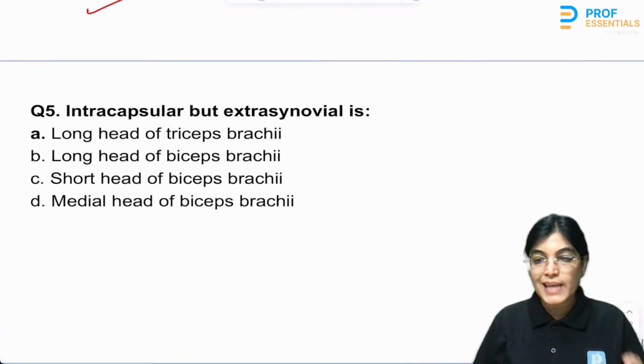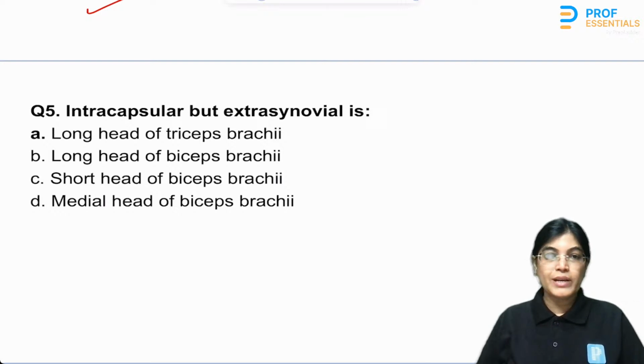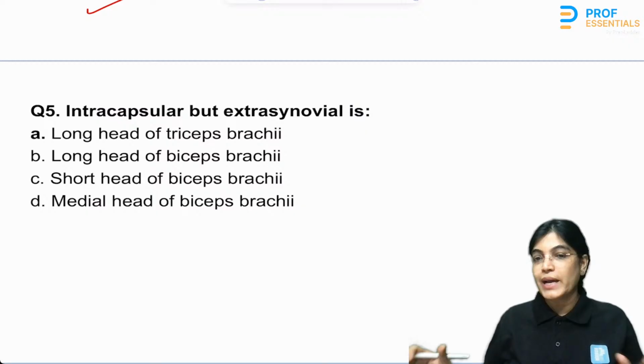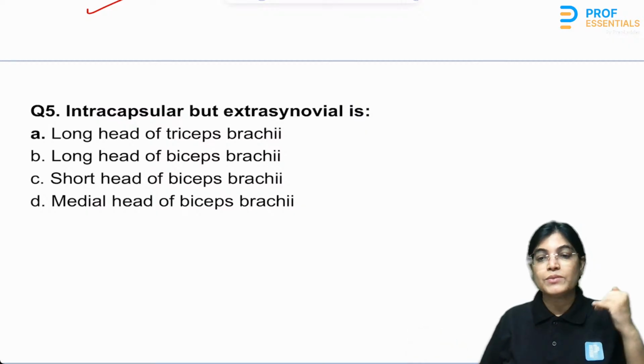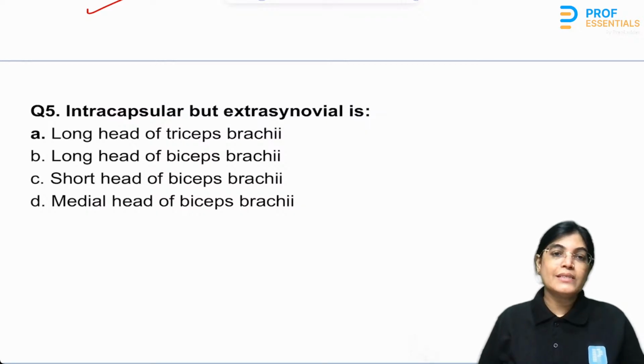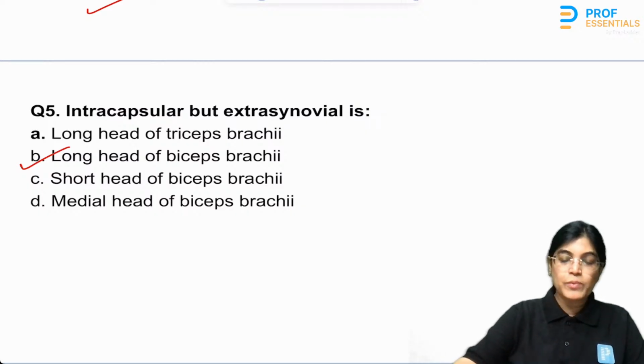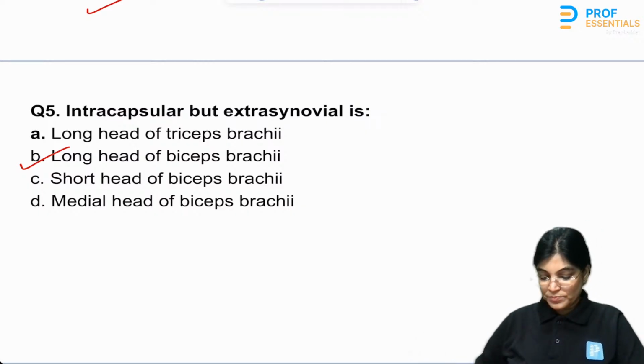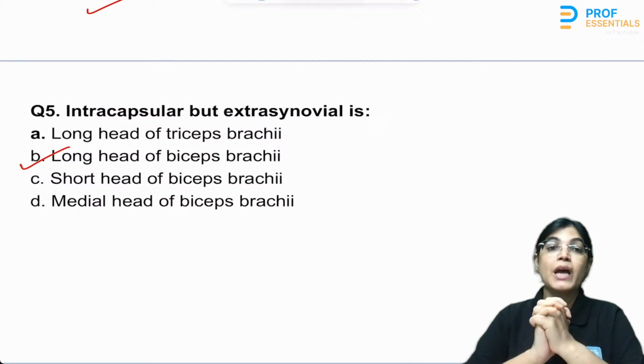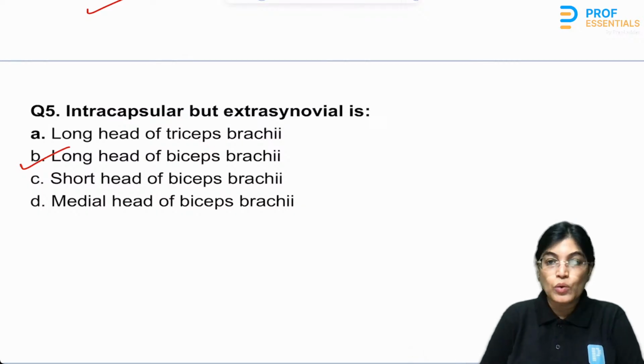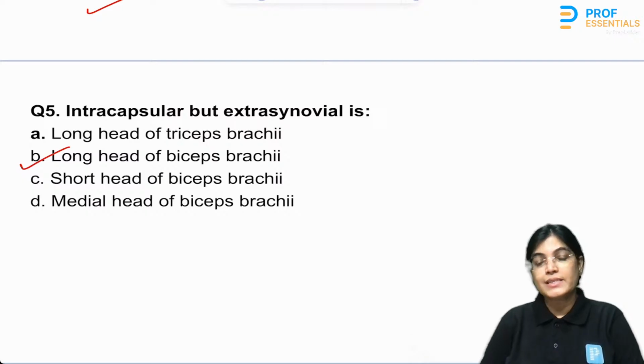Intracapsular but extra synovial structure. So we have got 4 options. Which of the following is... so many times I have made the image, and I think till now you must be knowing which is the intracapsular tendon, that is the long head of biceps brachii. So obviously the right answer is B. Long head of biceps brachii is covered by a synovial pouch, and it passes in the bicipital groove, and it lies inside the joint cavity.